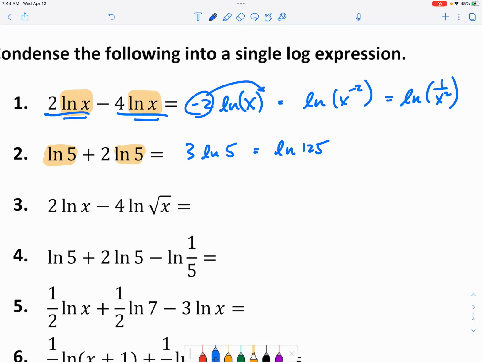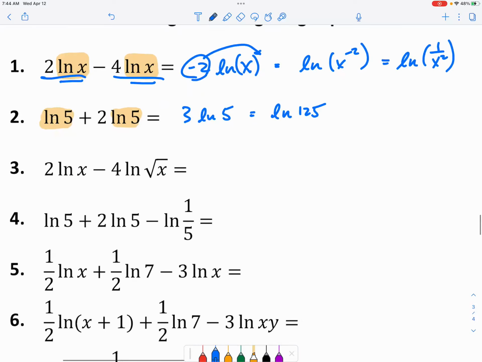All right. Now, what about number 3? Can you see we have a natural log of x over here? But there's a square root of x. So one thing we can do is change the square root of x to x to the 1/2 power, right? And then we can move the 1/2 up front. So 4 times 1/2 becomes 2. So what's the result of this?